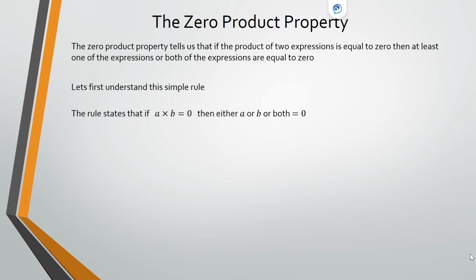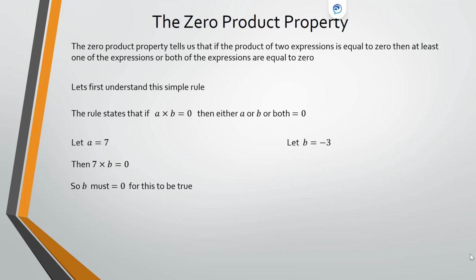The rule states that if A multiplied by B is equal to 0, then either A is equal to 0, or B is equal to 0, or they are both equal to 0. Let me give you an example. Let A equal 7. So you've got 7 times B equals 0. B must be equal to 0 for this to be true. B cannot be any other number.